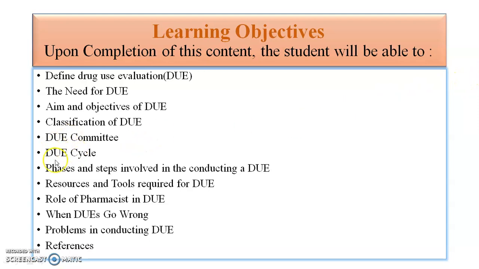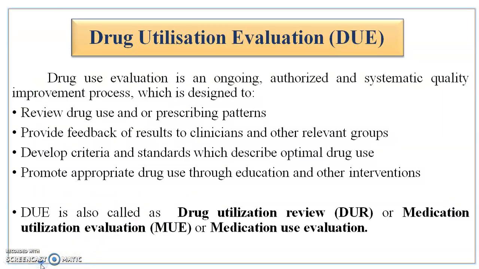And what do you mean by DUE cycle? What are the different phases and steps involved in conducting a DUE study? And what are the resources as well as tools which are required for conducting a DUE study? And what is the role of pharmacist in drug utilization evaluation studies? And what are the conditions or when the DUEs go wrong, and what are the problems usually we face during conducting DUE.